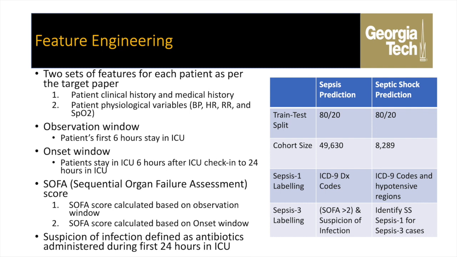As described in the target paper, there are 2 sets of features considered, clinical history and physiological metrics. The observation window is the first 6 hours of ICU stay. This is where we extract feature data. The onset window we define as 6 hours after ICU check-in to 24 hours after. This is where we check for sepsis onset and Sepsis 3 patients. We use the SOFA score to measure organ dysfunction and administration of antibiotics to infer suspicion of infection.